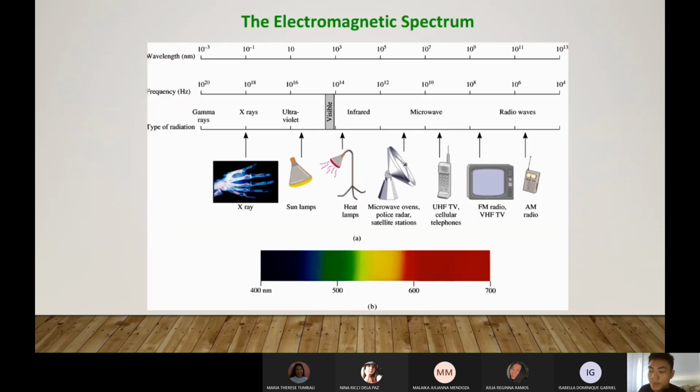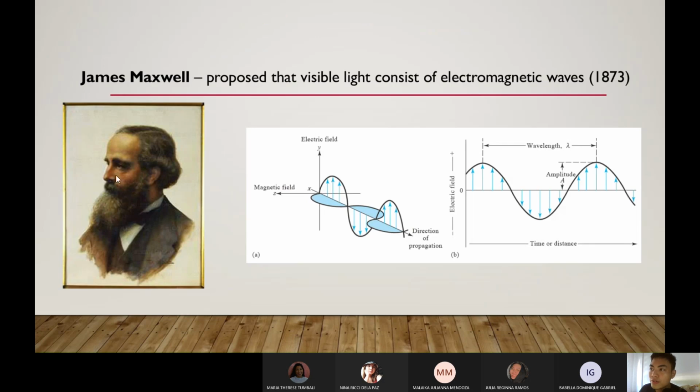Okay? So, paano ba nagkaroon ng ganito? So, first pioneer for this idea was James Maxwell, which proposed that light is composed of electromagnetic waves. Now, according to him, it is an oscillation in the space, in the electric field and the magnetic field. So, it is an oscillation that carries energy.